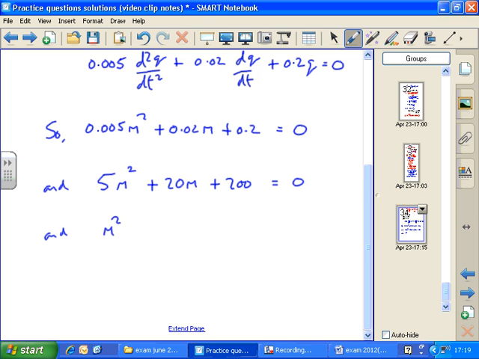m squared plus 4m plus, what's that? 5, that's 40, isn't it? Equals 0. And suddenly we've got a much easier auxiliary equation to solve. So that's always something to look for, especially if you get really awkward decimal numbers. Right, see if you can carry on from there and finish the question off.